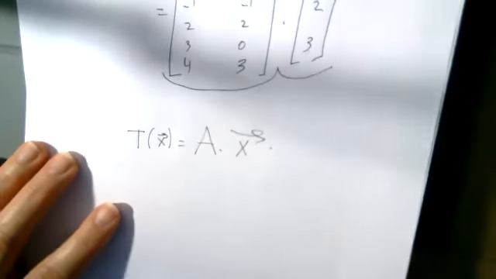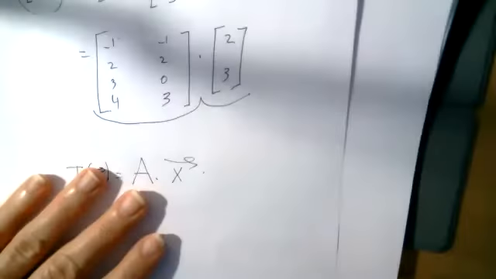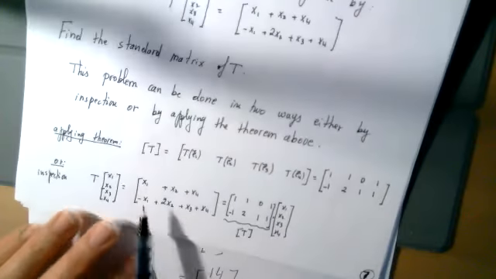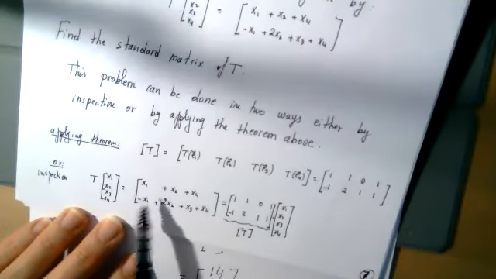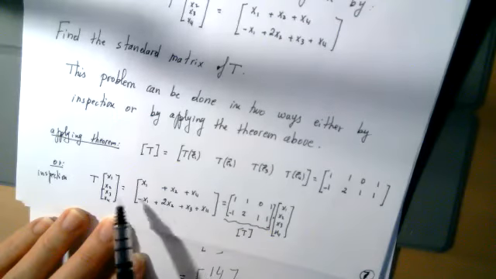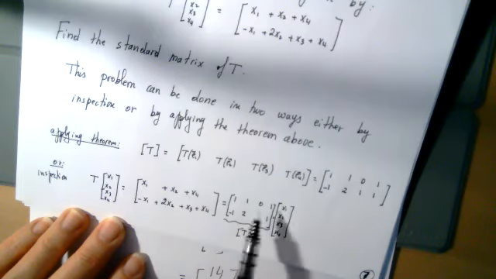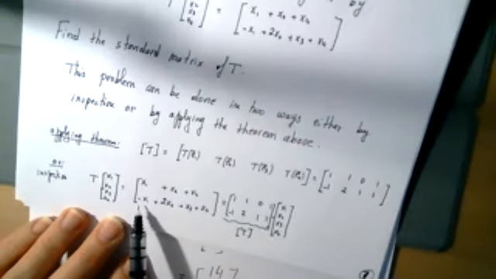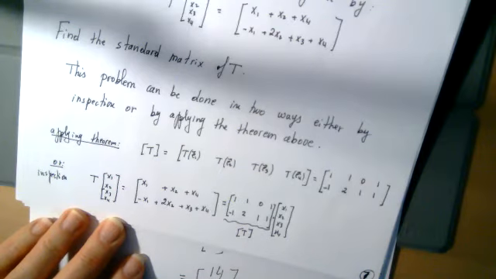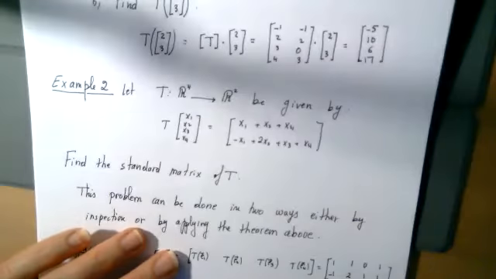Now in this particular problem, I'm going to do it in 2 ways. First, we're going to do it by inspection. Can I do it by inspection in this problem? Can I find a matrix such that T of X is the matrix times X? We've done it before, X1 plus X2 plus X4. So 1, 1, 0, 1. That's going to be the first row. The second is minus 1, 2, 1, 1. That's what it is.